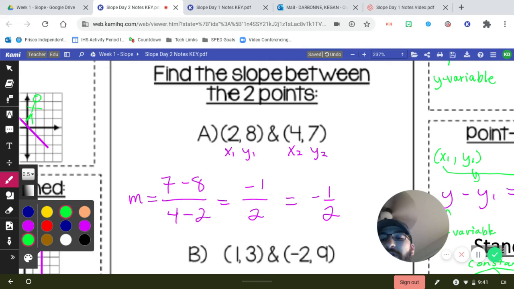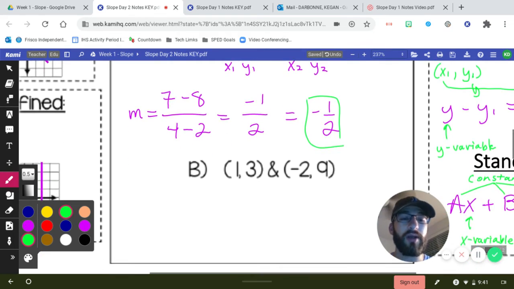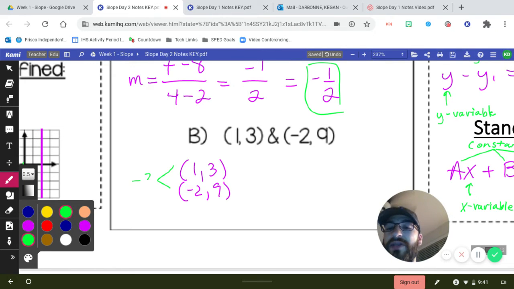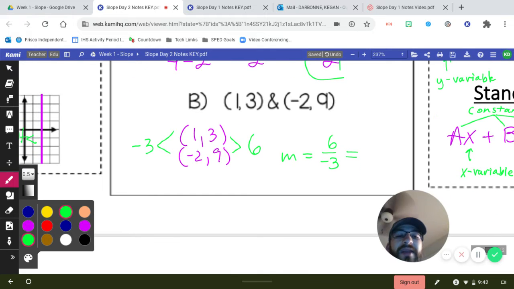Okay, so that's using our slope equation. That's not the way we did it last class, but I did want you to see that the slope equation does still work. The second way, b, I'm going to show our shortcut. So we have 1, 3 and negative 2, 9. Line up the 2 points. The change between 1 and negative 2 is negative 3. The change between 3 and 9 is 6. We do rise over run, y over x. So 6 over negative 3, we can simplify that to be negative 2 because 3 goes into 6 evenly twice.